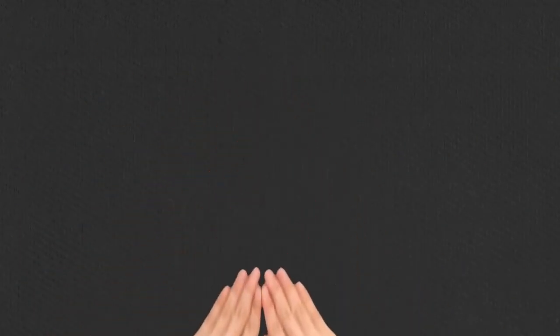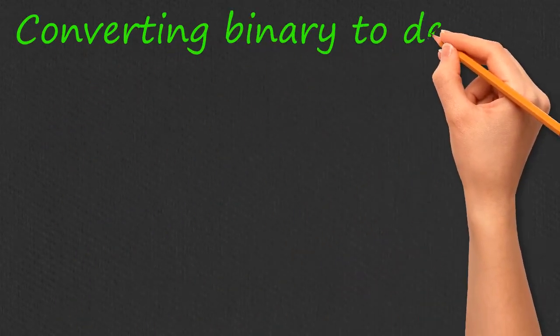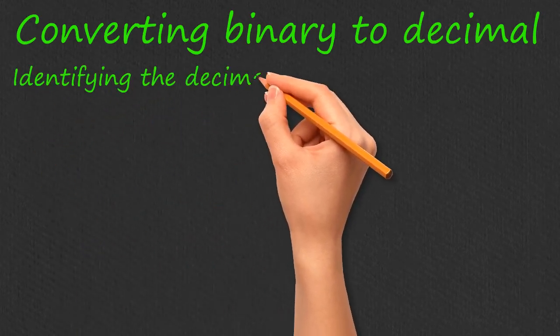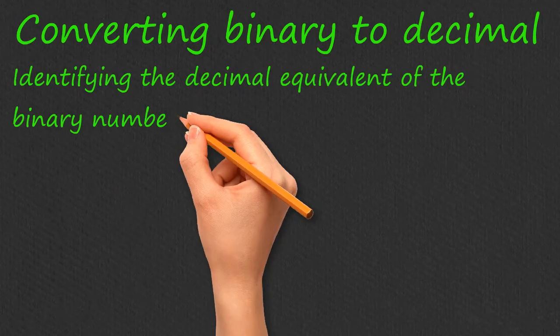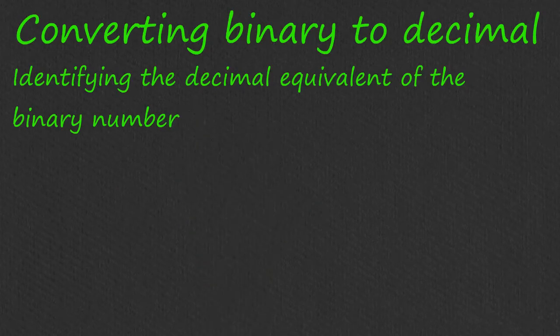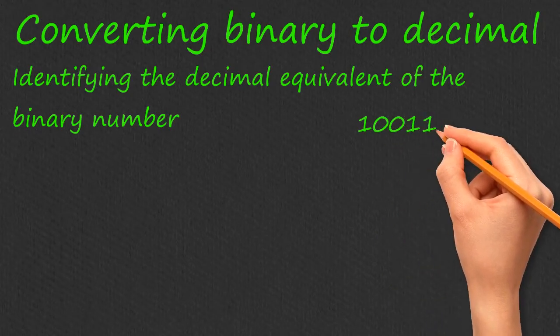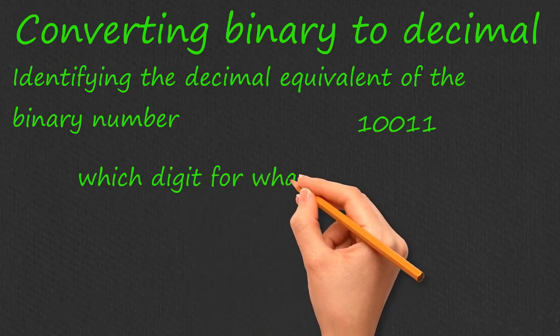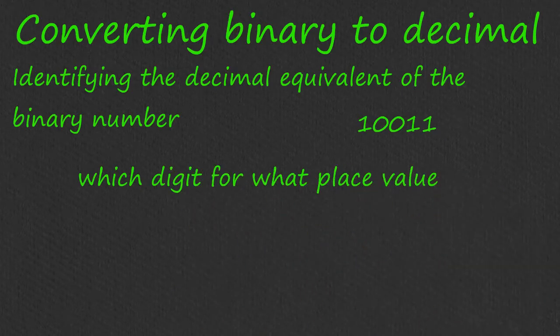Now, how could we use the knowledge of what binary numbers are and the binary place value table for decoding which decimal number is hiding behind a particular binary number? This is basically what we do when we are converting a binary number to a decimal number. We identify the decimal equivalent of the binary number in front of us. Let us try to find out which decimal number is the same as 10011.